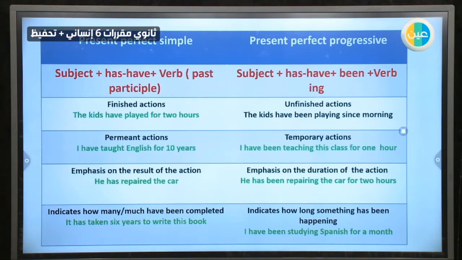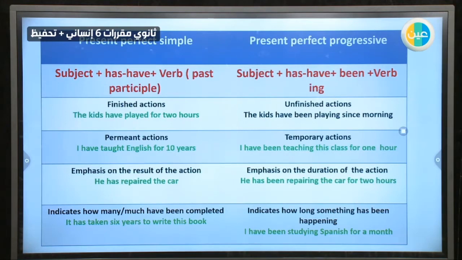Okay, finally, we use the present perfect simple to indicate how many, how much has been completed, the quantity, not just how long, the duration. It has taken 6 years to write this book. It, the subject, then has, then taken. How many years? For 6 years. And how many books? 1 book.